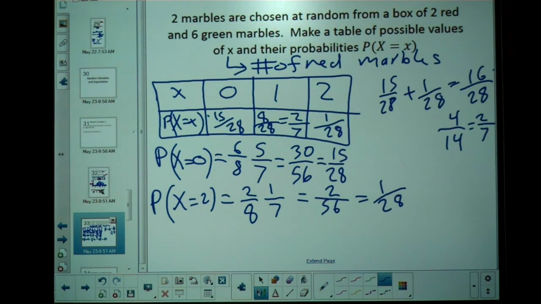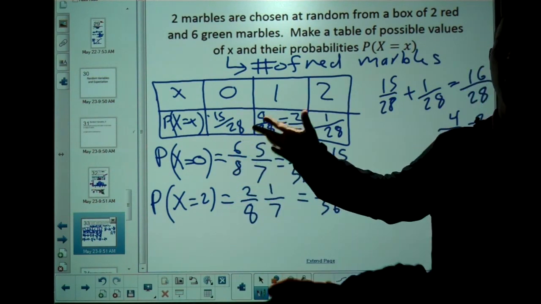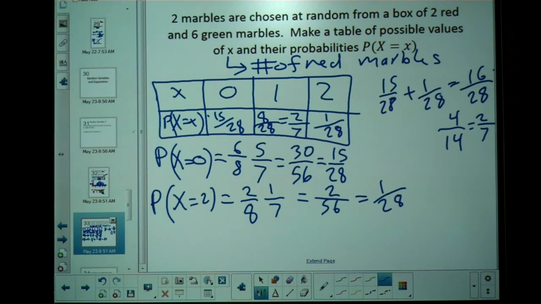Okay, now we've completed our probability table. So now if someone asks us, what's the probability of pulling 0 red marbles? We can say, oh, it's 15 over 28, more than 50%.